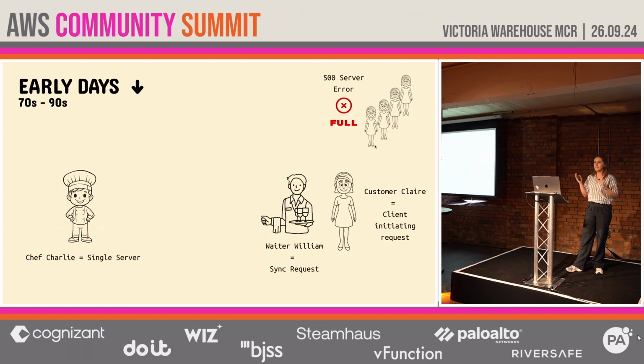And hopefully you can see that this is analogous to a synchronous request. This was the early monolithic systems of one server doing one job, and it would be busy, and if it got more requests, then it couldn't scale.